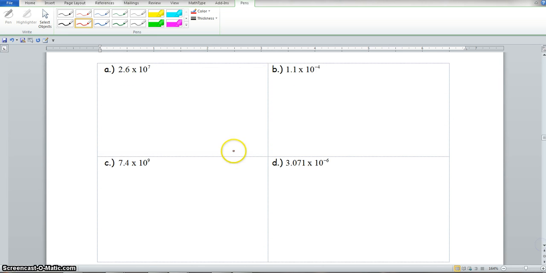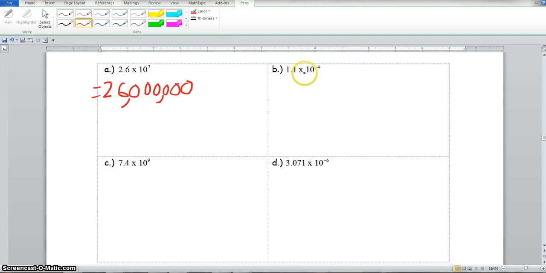So now we have 2.6 times 10 to the 7th power. We know that we will move this decimal 7 places to the right. So it'll be 2, 6, 0, 0, 0, 0, 0. So our final answer here would be 26 million.